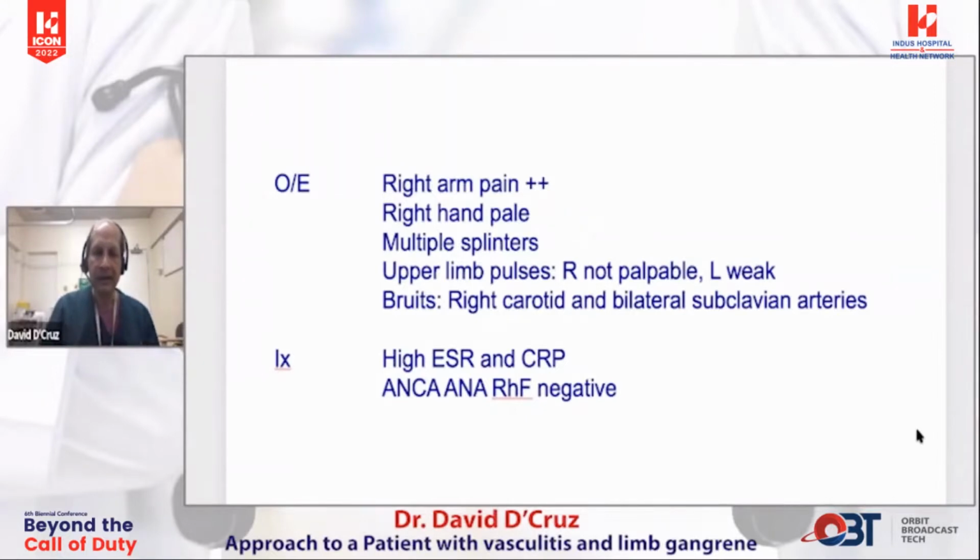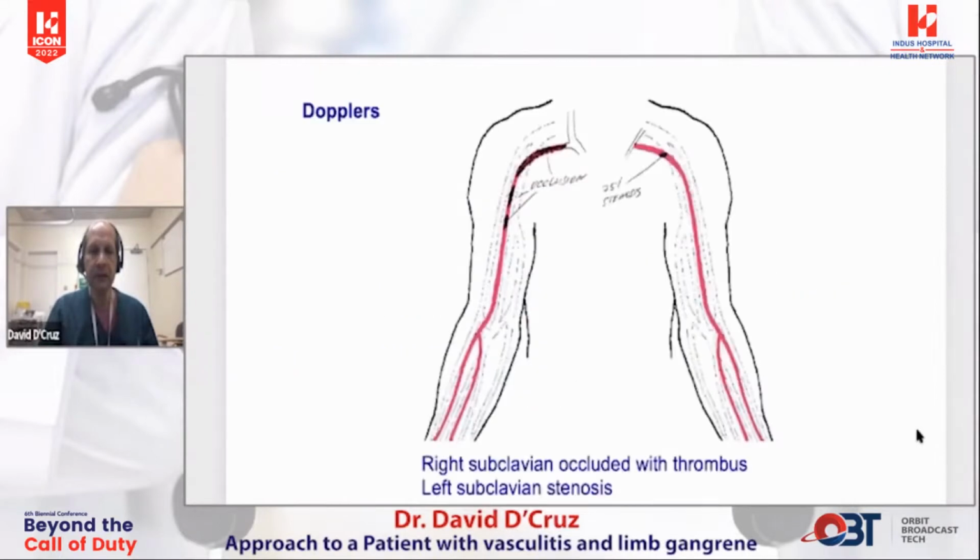Laboratory studies showed a high ESR and a high CRP, but autoantibodies, including ANCA, ANA, rheumatoid factor, and all lupus serology, were negative, including other markers like cryoglobulins. The Doppler study showed complete occlusion of the right subclavian artery with what looked like thrombus on the scan, and there was a left subclavian artery stenosis.